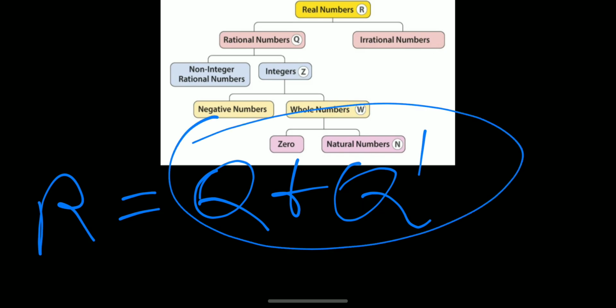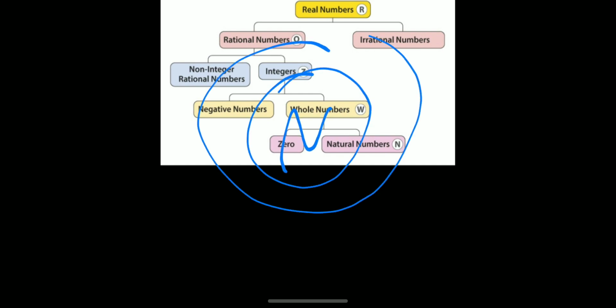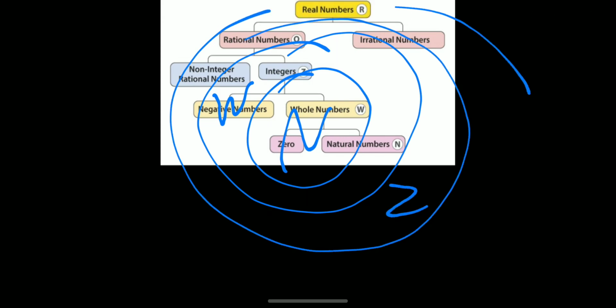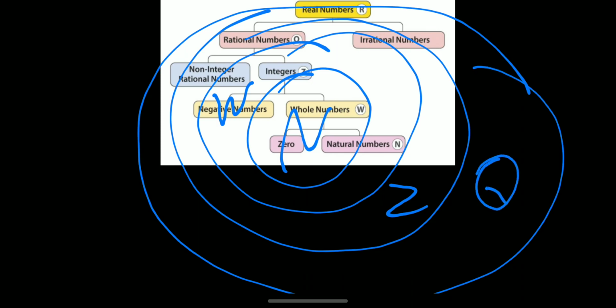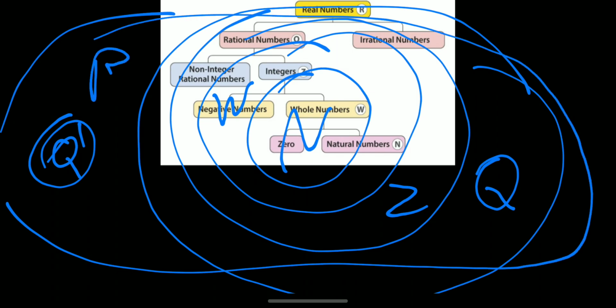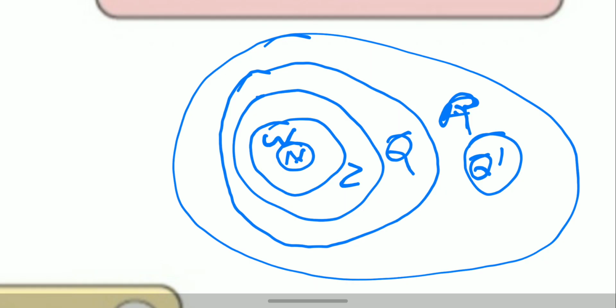Now let's see a pie chart among the real numbers. Natural numbers belong to whole numbers. Whole numbers belong to integers. Integers belong to rational numbers. And the Q dash, meaning irrational numbers, is in a separate pie chart. These irrational numbers and rational numbers combined are called real numbers. Now I will draw it neatly and show you. This is a neat diagram showing the explanation of real numbers.